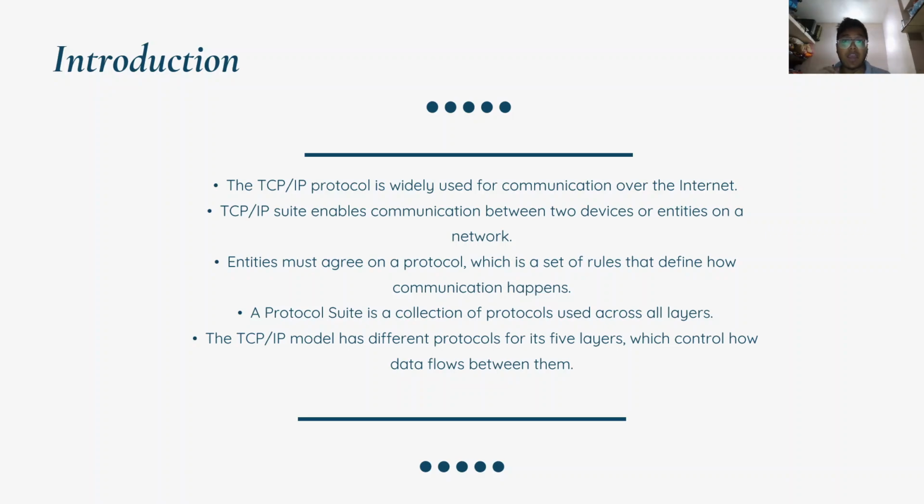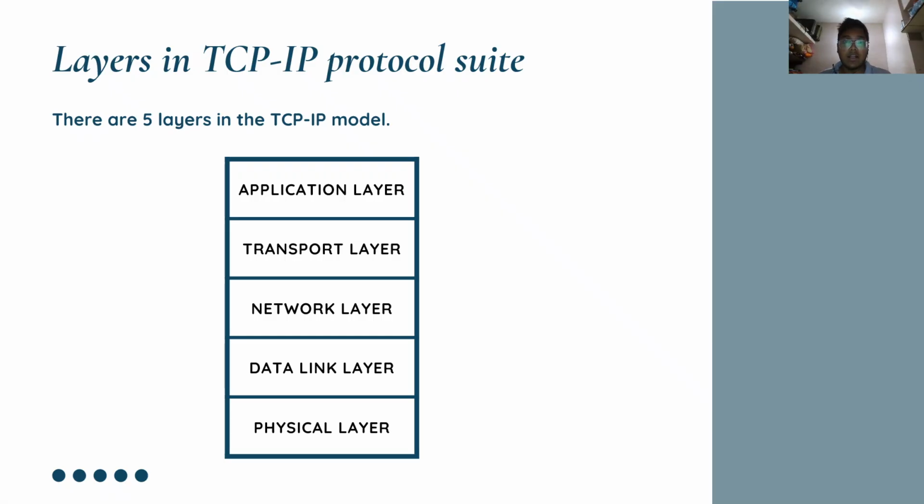Our TCP/IP has 5 different layers. We'll see how it is done and how the control of data flow is done between them. The first layer of TCP/IP is the application layer, then we have the transport layer, then the network layer, then the data link layer, and last but not least the physical layer. So let's start with the physical layer.